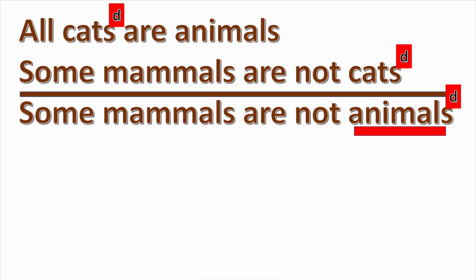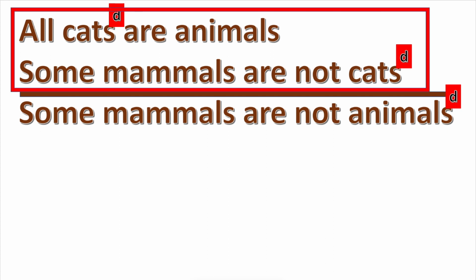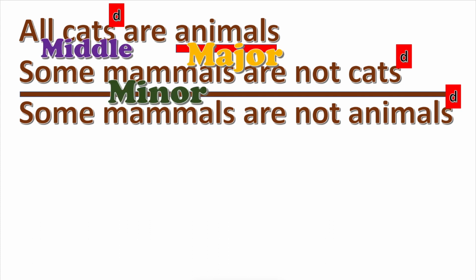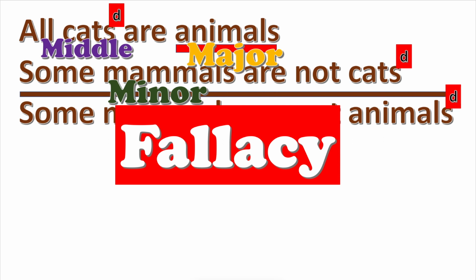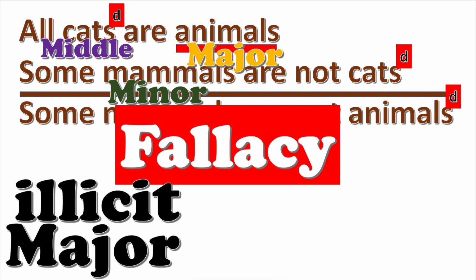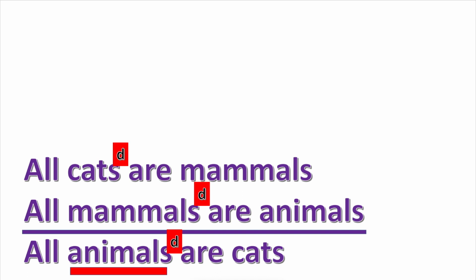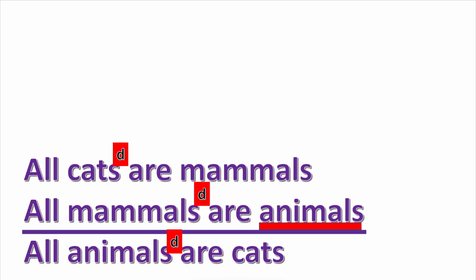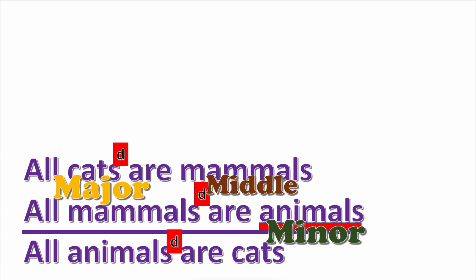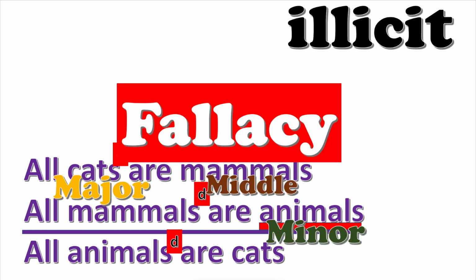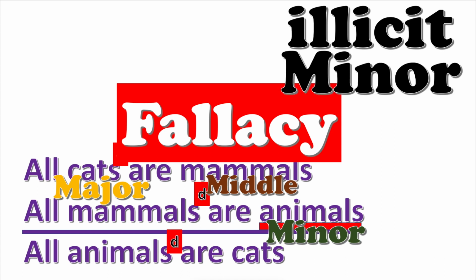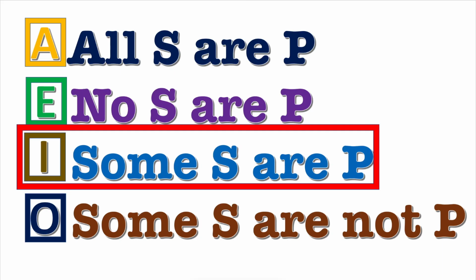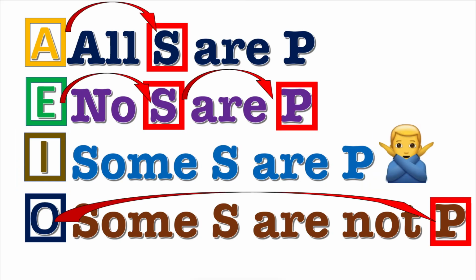This term is distributed, but when we check the premises, the term is not distributed. And since this is the major term, the syllogism commits the fallacy of illicit major. In this syllogism's conclusion, this term is distributed, but it is not distributed in the premises. And since this is the minor term, the syllogism commits the fallacy of illicit minor. If the conclusion is an I proposition, Rule 2 will never be broken. Why? Well, because I propositions do not distribute either term.